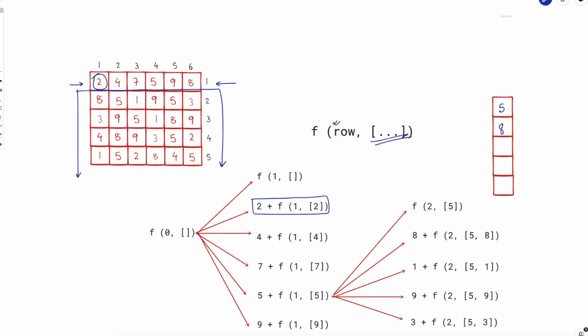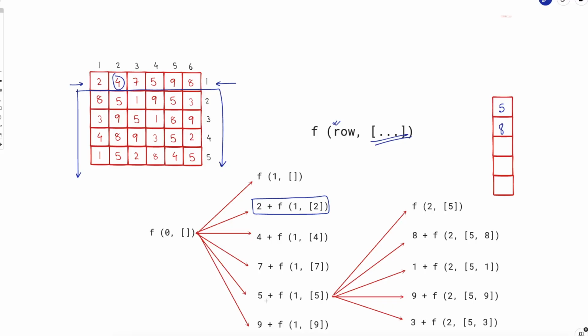Similarly, if you decided to not take 2, rather take 4, this is how your total possible score would change. Again, same thing. Give me the maximum possible score starting at row 1, and ensure that I don't take 4 anymore. And these are all your different possible states, and among all your different possible scores, you can take the maximum across all of them, and that will be your answer for f of 0 comma empty array. Let's just expand one more thing for simplicity.